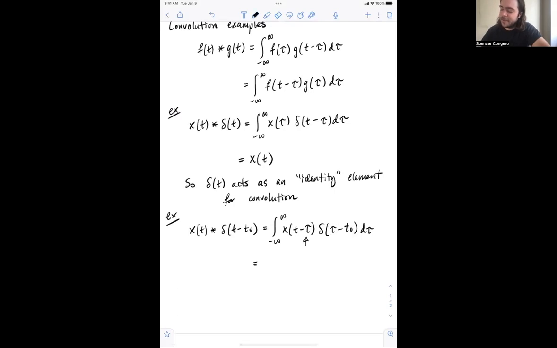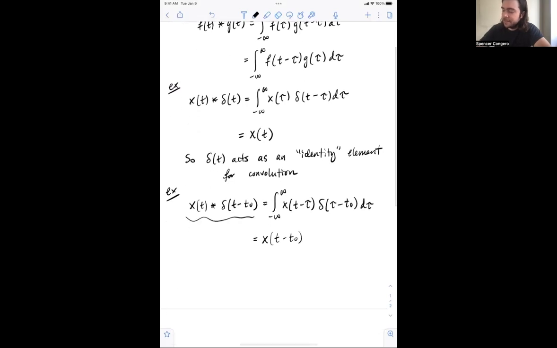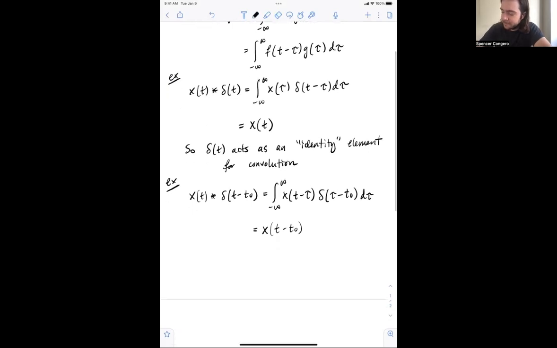And so now I just have to evaluate this first function, x, plugging in for that value of tau, right? We saw this for the delta function properties, the integral of a function times the shifted delta. Okay, and so I just get x of t minus T naught. So when we convolve with a shifted delta, it ends up just shifting our original function. So that's pretty useful too.